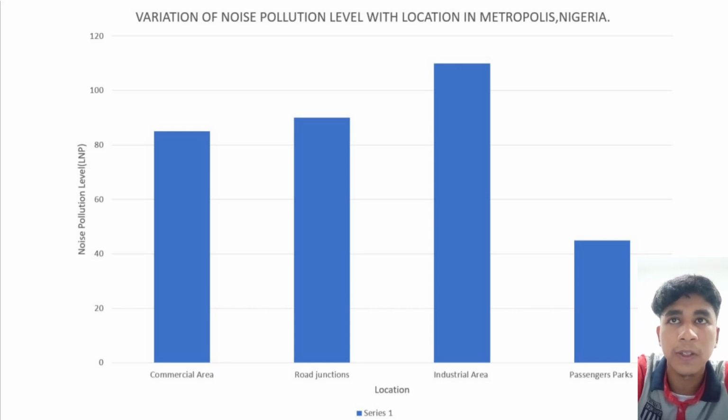In this graph, it shows the industrial area is the location with the highest level of noise pollution, which is level 110, compared to commercial area, road junctions and passenger parks. Next, the noise pollution level at the passenger parks location is half of the noise pollution level at the road junctions. And the last one is the level of noise pollution in the commercial area is slightly lower than the road junction area, which is level 18.5.